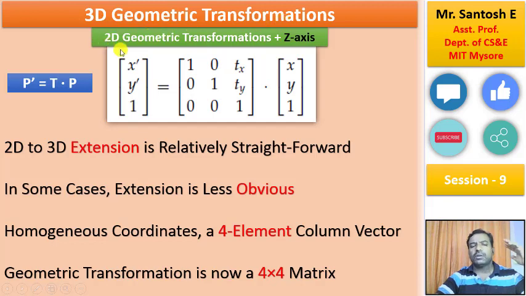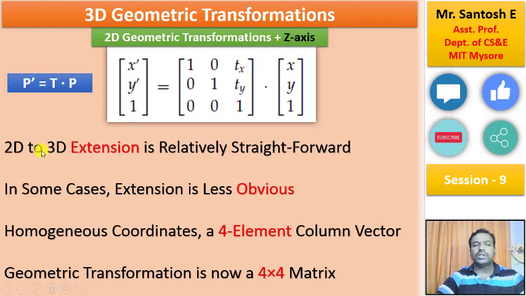Whatever derivation or matrix we have formed so far is going to remain intact. We are just going to add one more axis, the third axis, which is the z axis. In all the sessions we discussed the x axis and y axis; now we add a new axis called the z axis. Whatever we discussed for 2D geometric transformations, with the z axis applied, now becomes 3D geometric transformations.